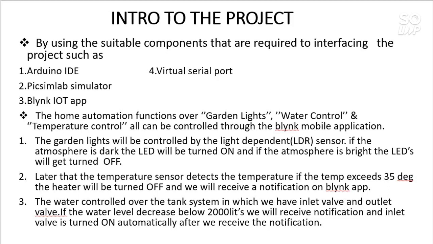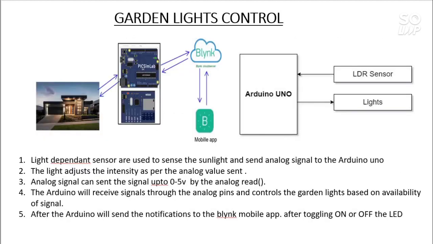And coming to the temperature control, if the temperature exceeds 35 degrees Celsius, then the heater will be turned off, and the room will be cooled down to room temperature, like 25 or 26. Everything we will receive as notifications through this Blynk app.